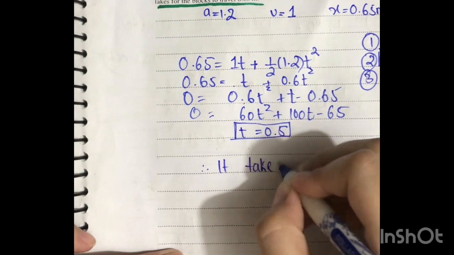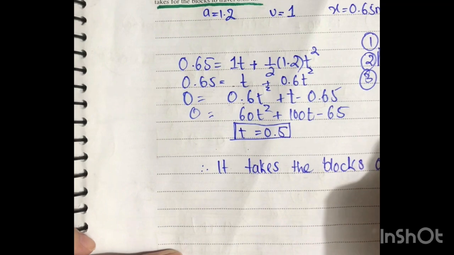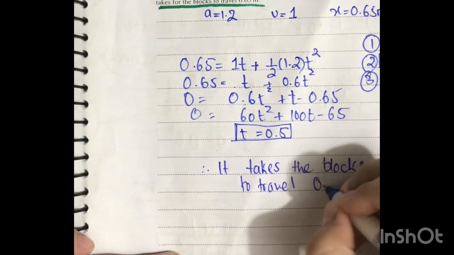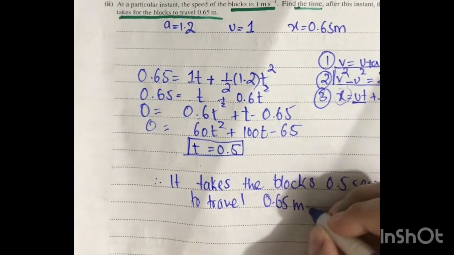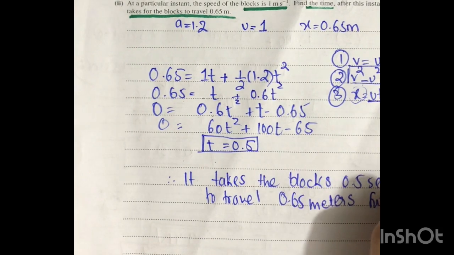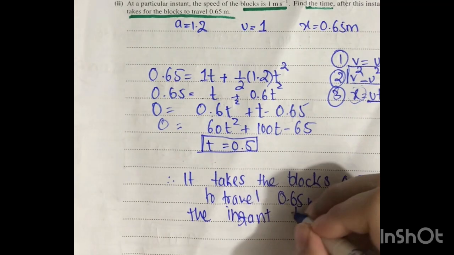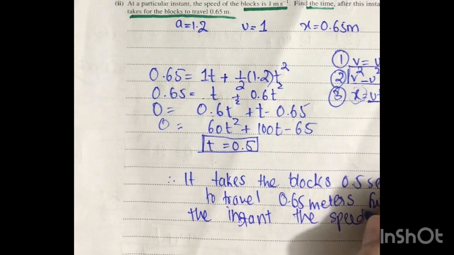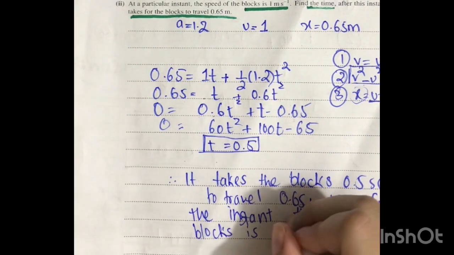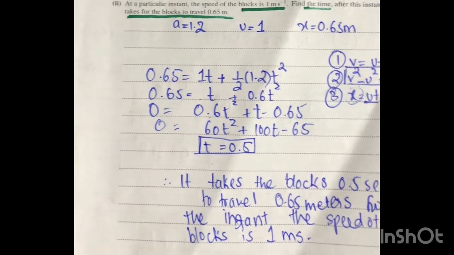It takes the blocks 0.5 seconds to travel 0.65 meters from the instant the speed of the blocks is 1 meter per second. So that is the end of question number 4.